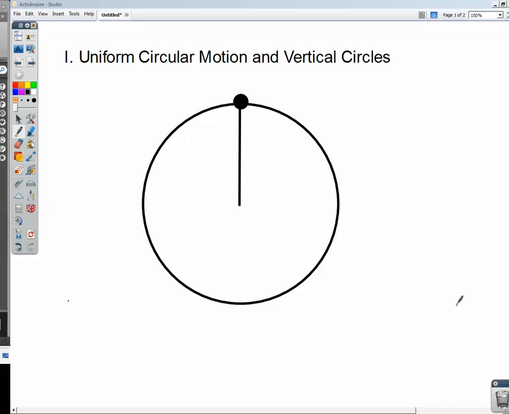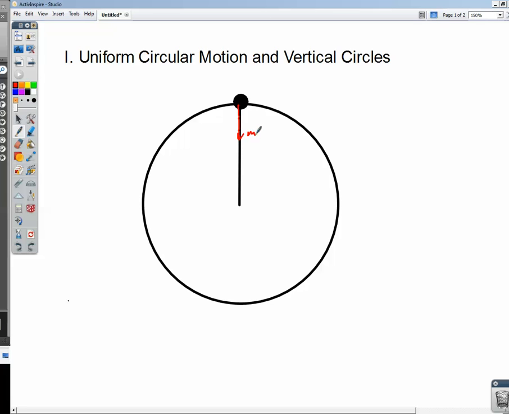Now, with vertical circles, it's not quite so simple. There are going to be times when the sum of the forces in the y direction is equal to the centripetal force, and there are going to be other times when it's the sum of the forces in the x direction. So right now let's take a look at a ball on a string being swung in a vertical circle. And the free body diagram for this ball is going to look like this.